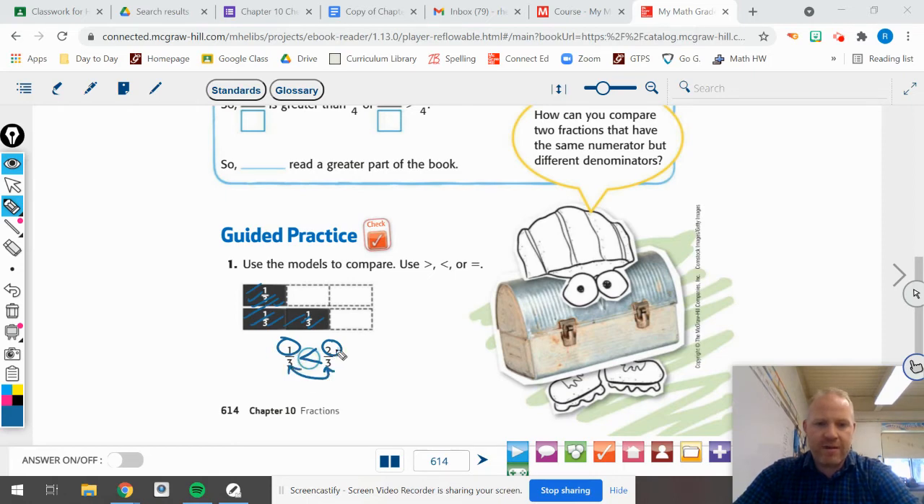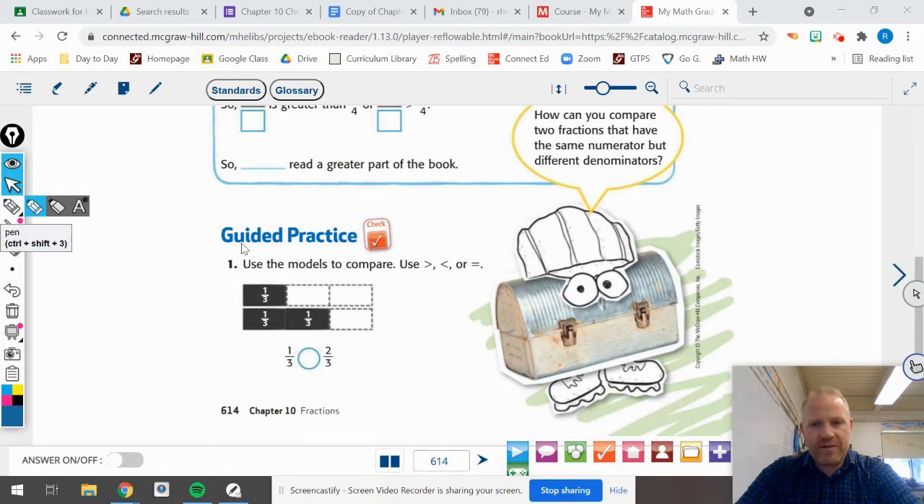Now you can't really look at the numerators if the denominators are not the same. Then you have to show a model to see which one is bigger. In this case, since the denominators are the same, the parts are the same size. They're all thirds. So 2/3 is bigger than 1/3. Moving forward, we're going to go into the independent practice. So let's take a look.